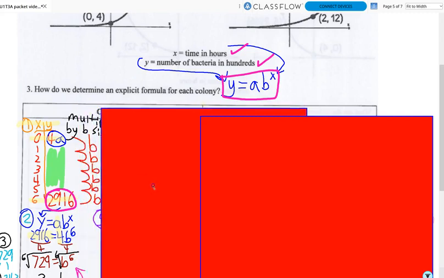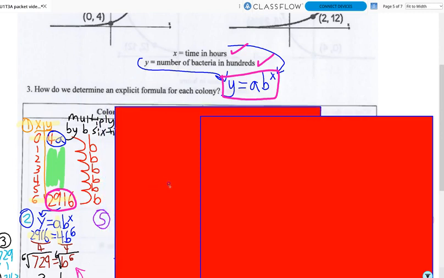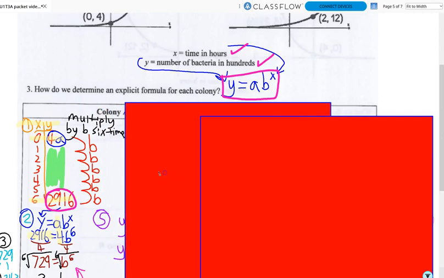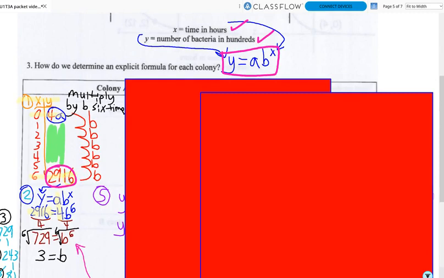So you can see as I go from 0 to 1, 1 to 2, 2 to 3, 3 to 4, and then 4 to 5, and 5 to 6, I am multiplying by b 6 times. So I'm going to multiply by that growth factor 6 times to go from 4 to get to 2,916. So that 6 times that I am multiplying by that growth factor is represented by the 6 as the exponent.